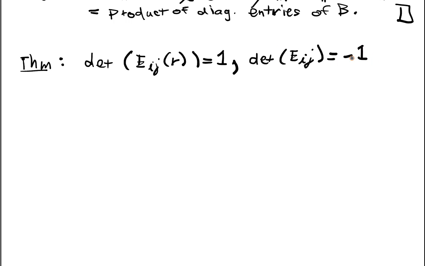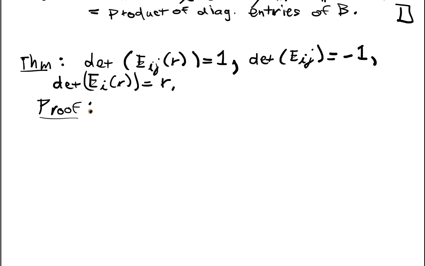This will be the toughest thing that we have to show. We'll have to do induction again. And the determinant of Ei(r) is equal to r. So the proof of this is pretty quick. First of all, Eij(r) is not diagonal, but rather lower triangular or upper triangular.